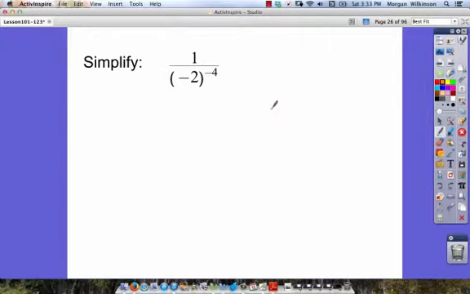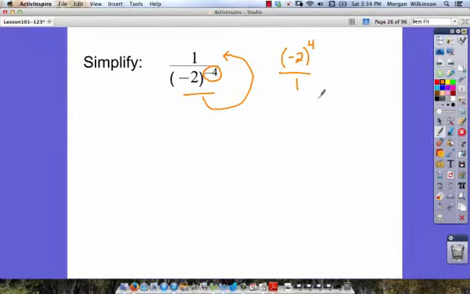Here we've got 1 over negative 2 to the negative 4th power. So we want to make our power the opposite, so we're going to bring the whole thing up to the top, up to our numerator, the opposite side of our fraction bar. So we're going to get negative 2. The base always stays the same. The power is what's going to change to the opposite when we move it to the opposite side of the fraction. So we're going to get negative 2 to the 4th power.